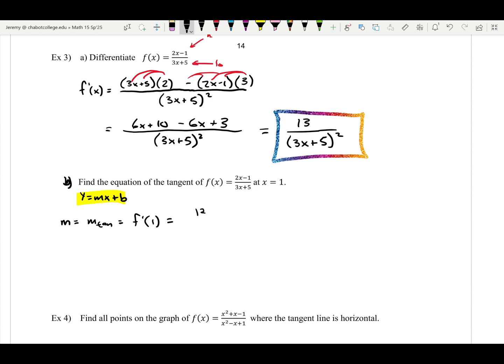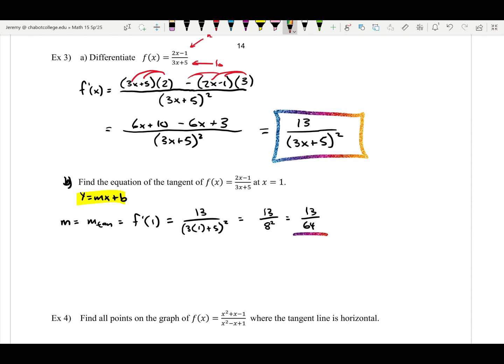So that'll be 13 over 3 times 1 plus 5 squared, just plugging directly into that derivative. So that'll be 13 over 8 squared, or just 13 over 64. Okay, so not the nicest slope I've ever seen, but we can work with that. So there's our slope.